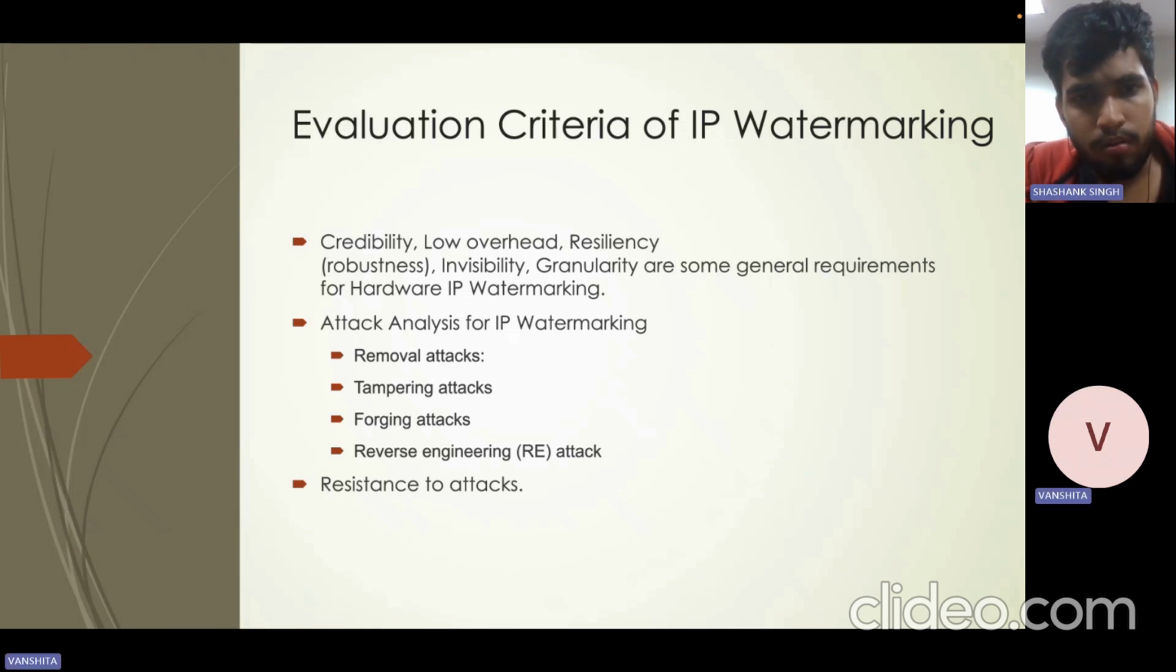Also, the watermark should be resistant to some attacks, that is tampering, forging, and reverse engineering. Tampering attacks involve unauthorized alterations to the embedded watermark in hardware. Forging attempts to create counterfeit watermarks, posing a threat to the authenticity of intellectual property. And reverse engineering is an attack targeting deciphering the watermarking algorithm, potentially compromising the security of the hardware IP.